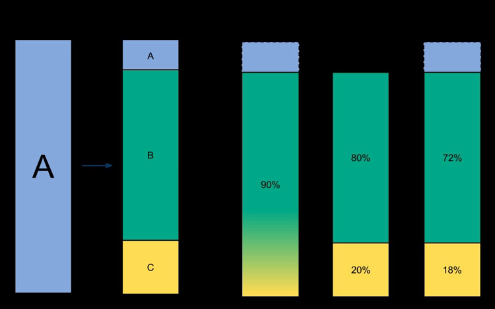Assumptions. The following assumptions are made. The following chemical reaction takes place: the sum over i equals 1 to n of nu_i A_i equals the sum over j equals 1 to m of mu_j B_j, where nu_i and mu_j are the stoichiometric coefficients.